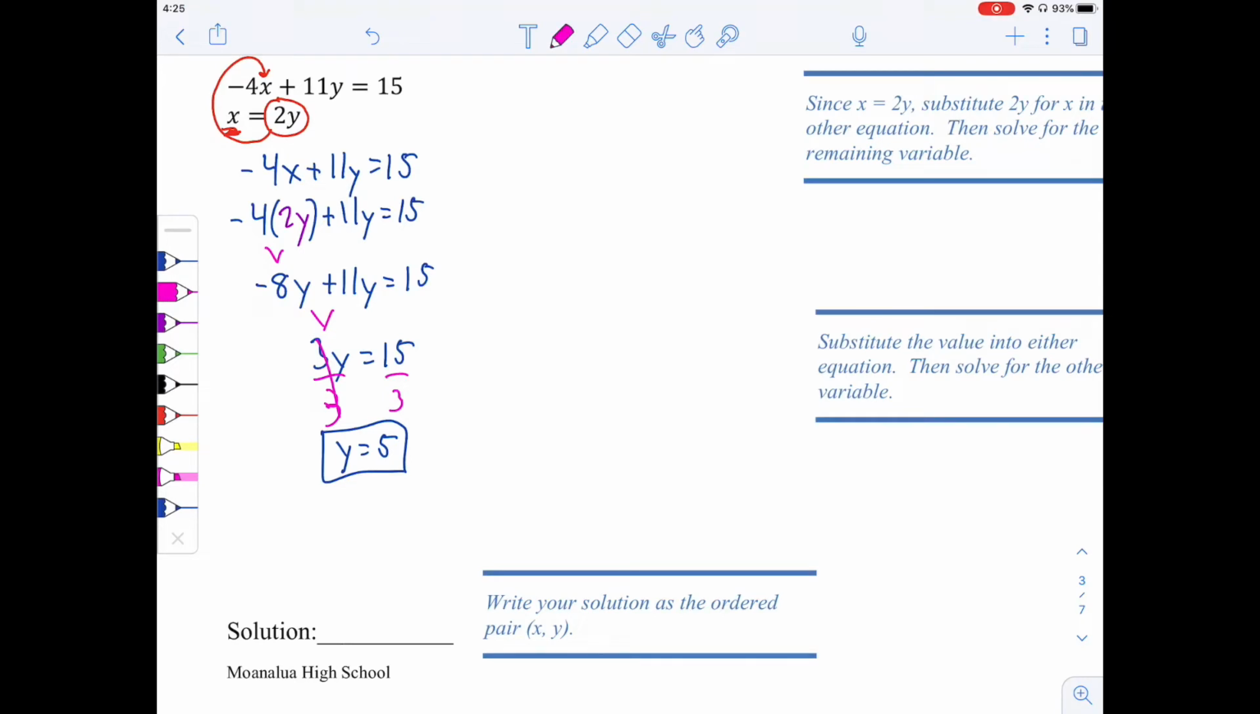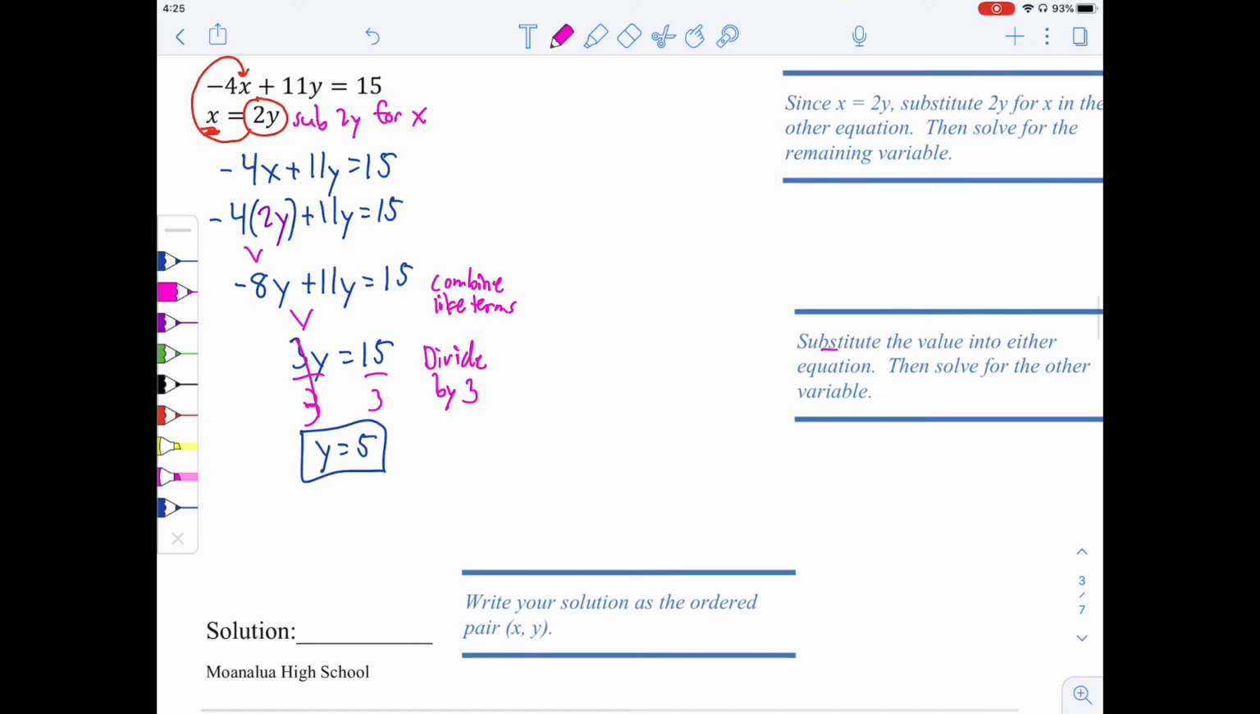Okay, so all we did was substitute 2y for x. Right? Sub 2y for x right there. And then we simplify, right? Combine like terms. Divide by 3. And we get our solution. Then we're going to take that value, we're going to substitute that value into either equation, whatever is easier. And again, we look at it, right? X equals 2y looks a lot easier. So we're going to use that.